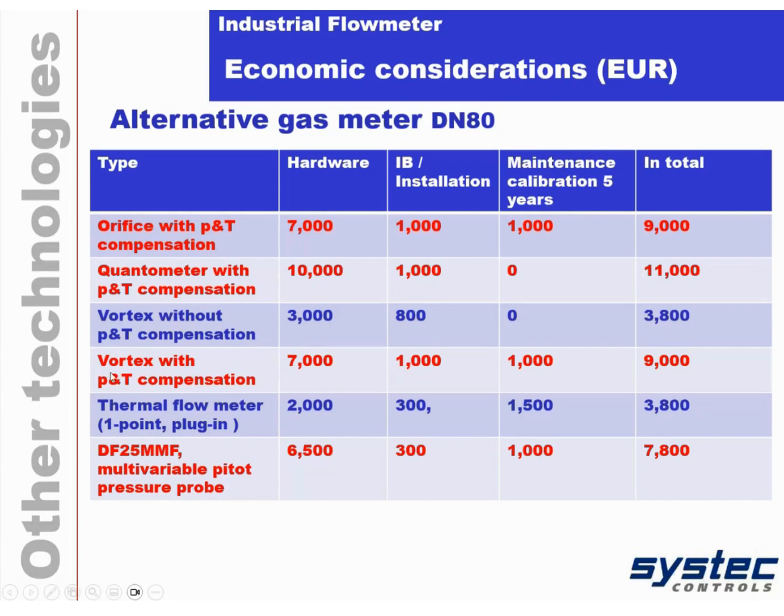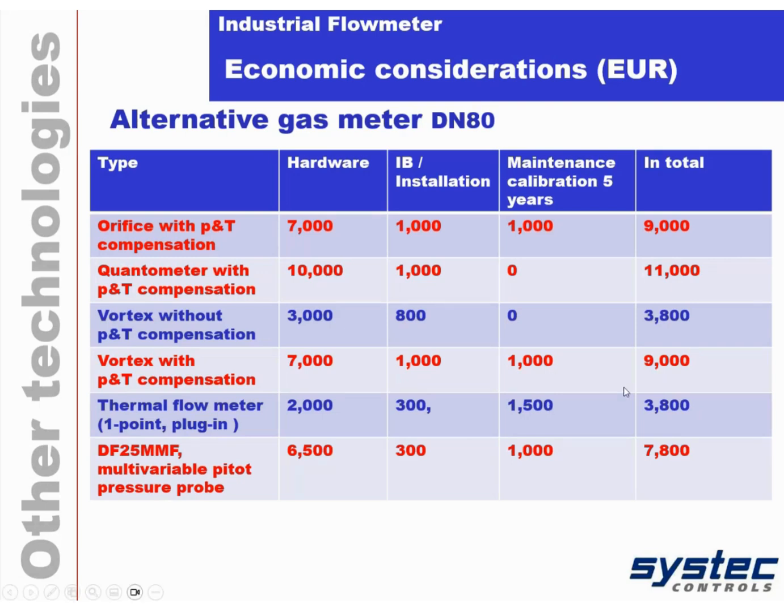Vortex with temperature and pressure compensation. You need a temperature and pressure element, 1,000 euro. You need a flow computer, 2,000 euro. Cabling and everything, installation 1,000 euro. So then you are facing total cost of ownership 7 to 10,000 euro. So then you are at least as expensive as a clamp-on flow meter, much more expensive than the SUF.